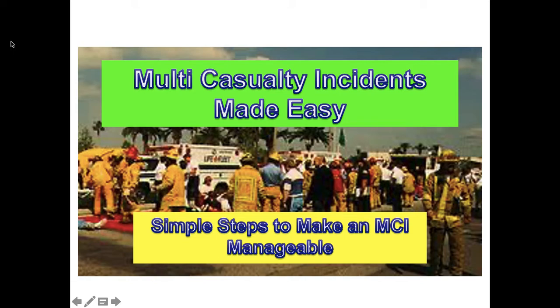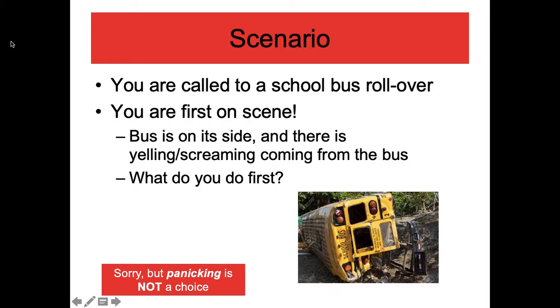This is the multi-casualty incident chapter. So let's say you're called to this scene. You have a rolled over school bus. You're the first unit to arrive at scene. It's you and your partner in a BLS ambulance. Your partner's driving. You're sitting in the passenger seat, so you're the patient care person. You're the person in charge of whatever patients or patient you might have.